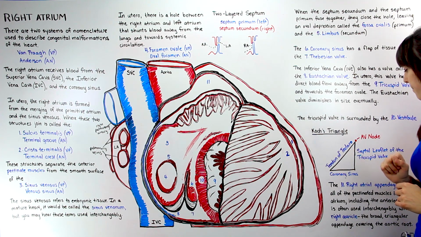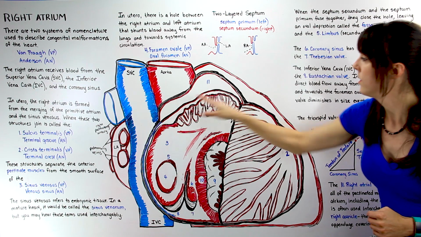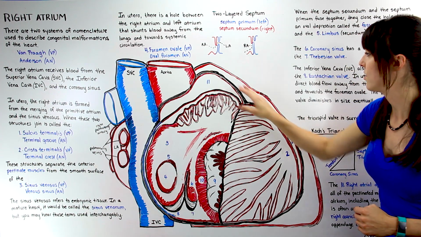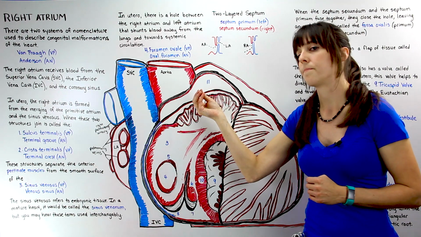Now, the last thing I want to discuss is the right atrial appendage, which includes all of the pectinated muscles in the right atrium, including the anterior wall, that is used interchangeably with the right auricle, which is only the broad triangular appendage that is covering the root of the aorta.